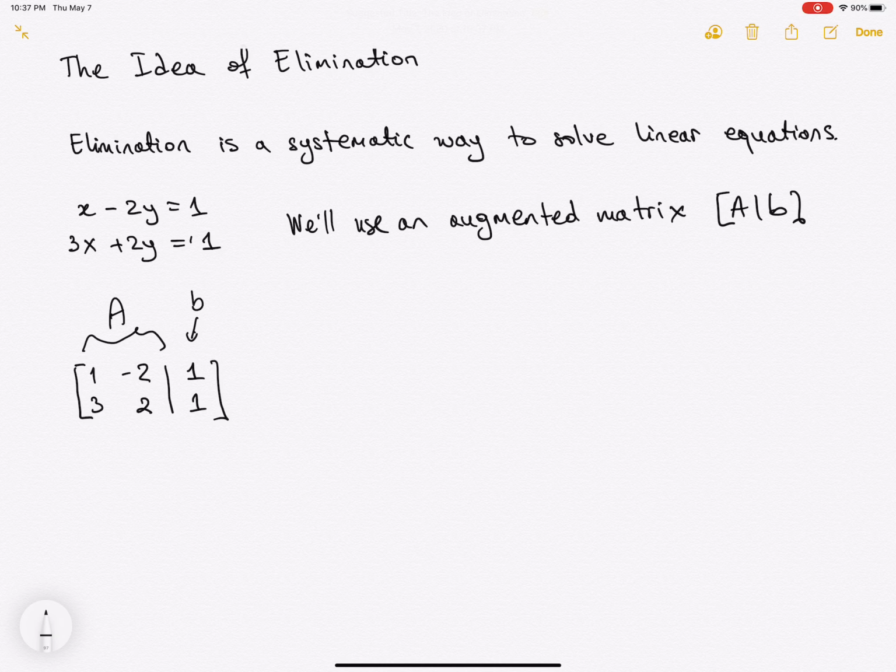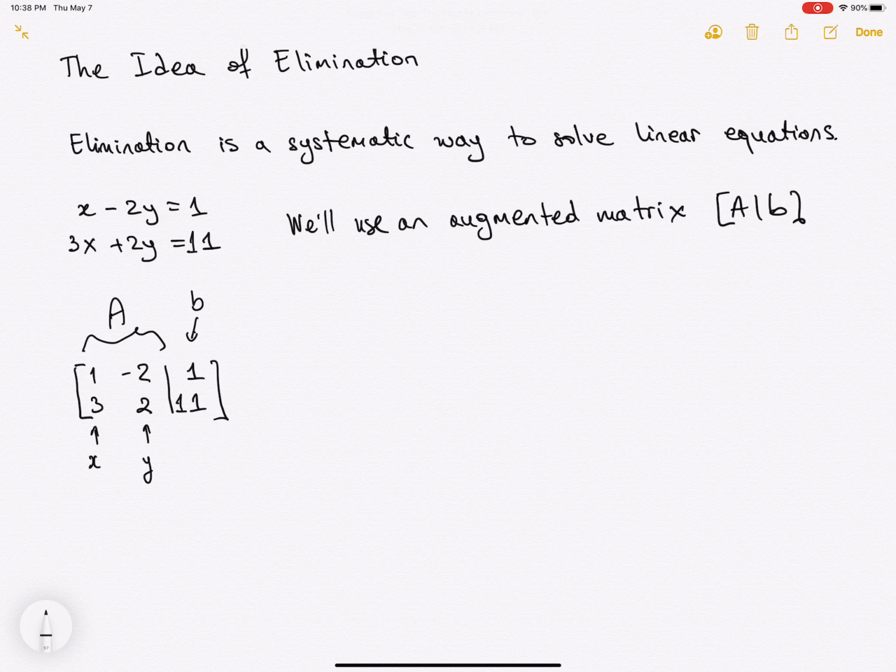And I see I have a typo here. This needs to be an 11. All right. So I have the matrix A on the left, I have the vector B, and I know that this column corresponds to coefficients for X, and this column corresponds to coefficients for Y.